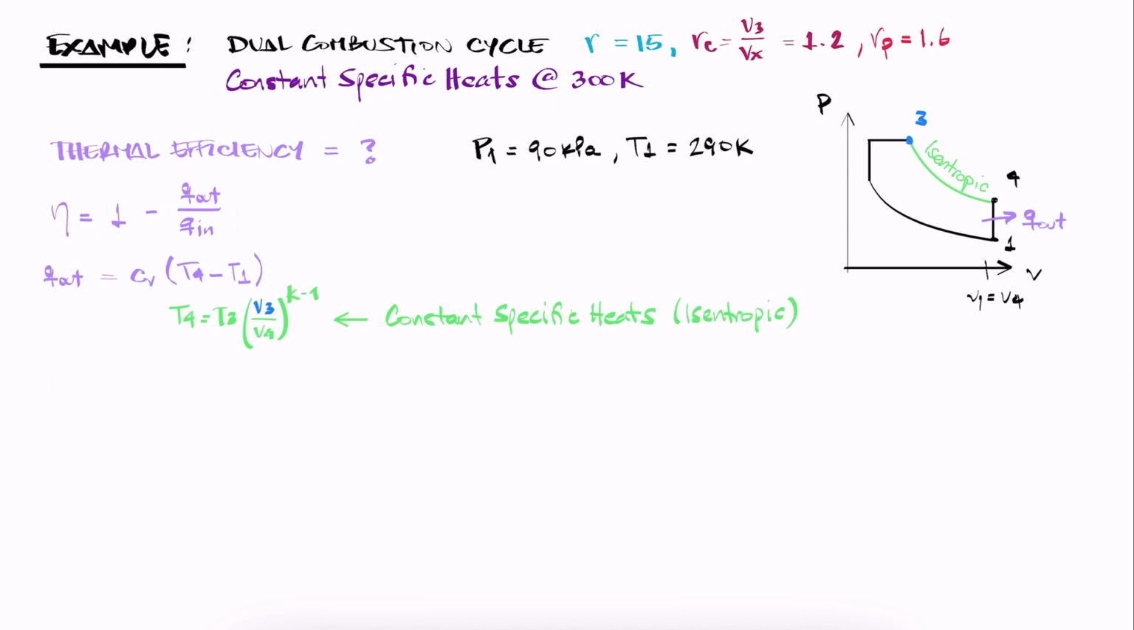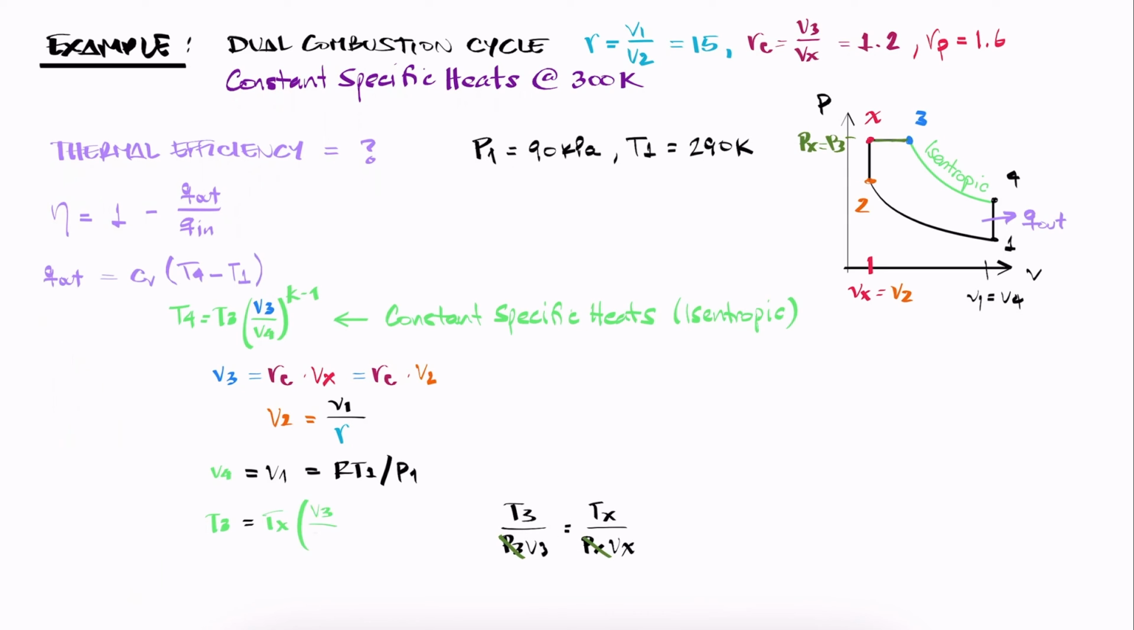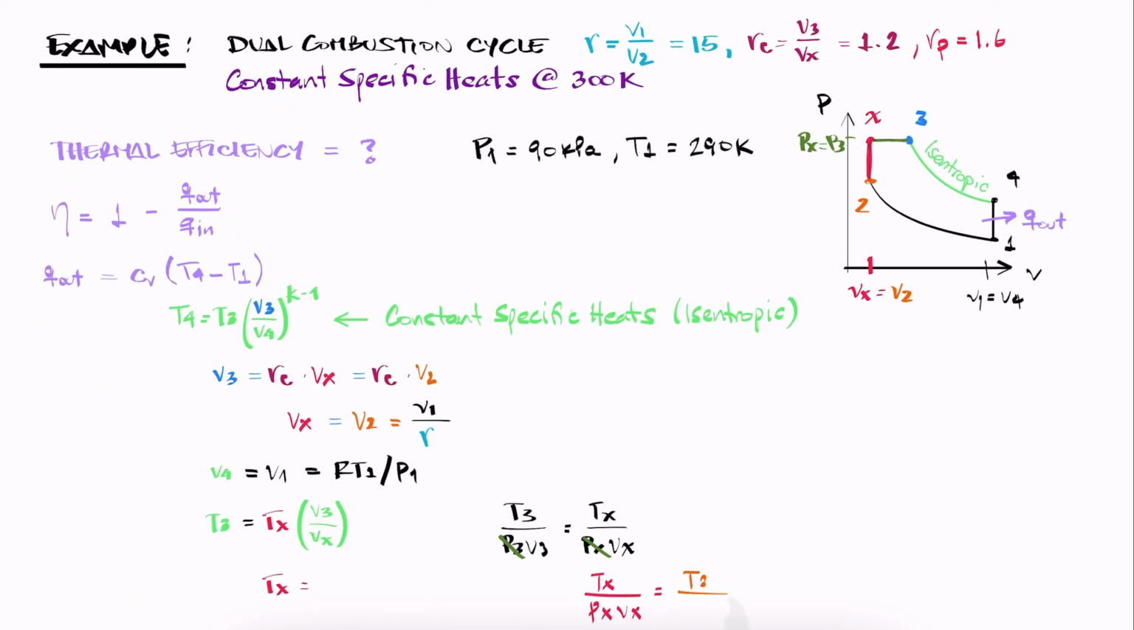V3 can be found using the cutoff ratio and the volume at X. We don't have the volume at X, but we know it's the same as the volume at 2. And V2 is V1 over the compression ratio. V4 is just V1, and since we have P1 and T1, V1 can be found with the ideal gas equation. Now for T3, we can use ideal gas between X and 3. We already have the volumes, but we need the temperature at X. And again, with ideal gas, we can find Tx in terms of T2 and the pressures.